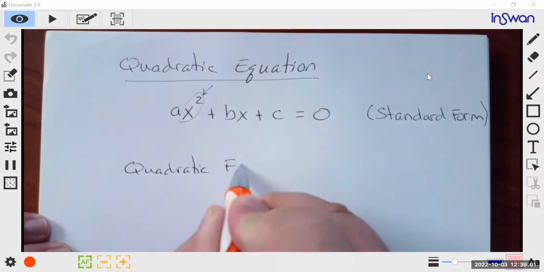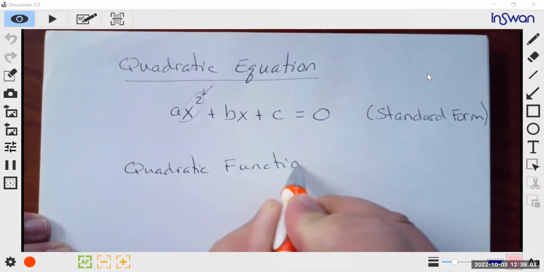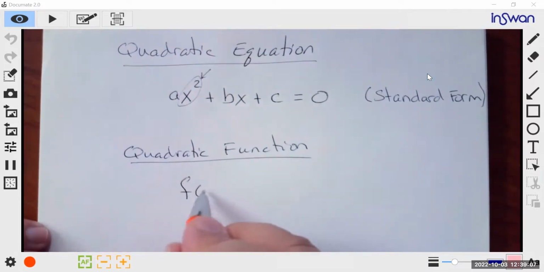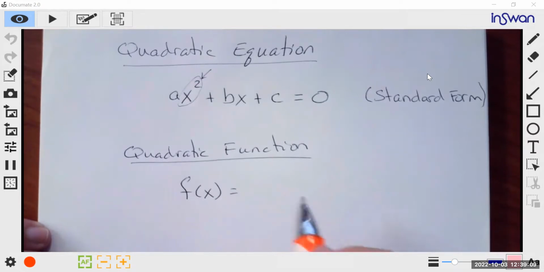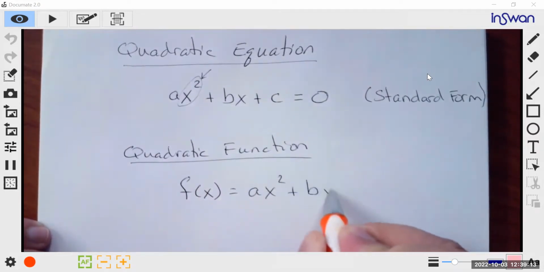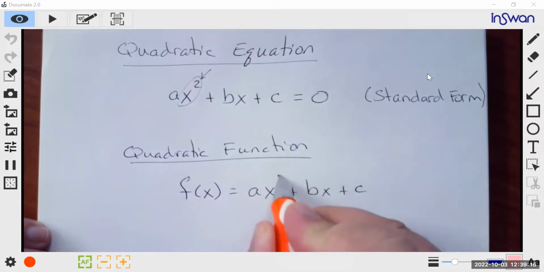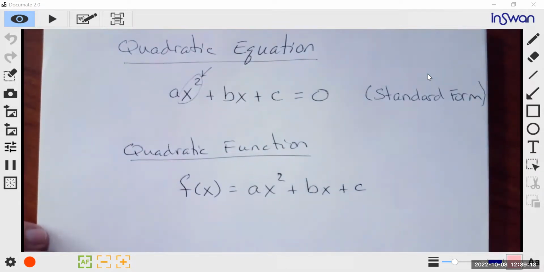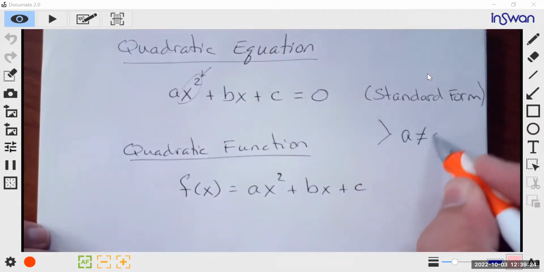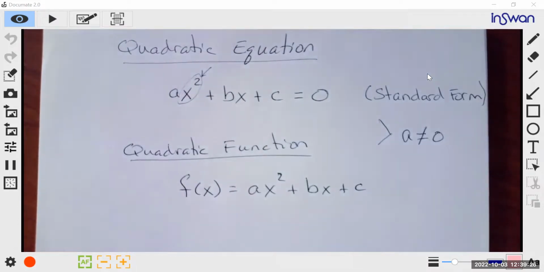Quadratic functions look like this. The function f of x is equal to ax squared plus bx plus c. There is one caveat here. In both of these, a cannot equal 0. Why not? Why can a not equal 0?